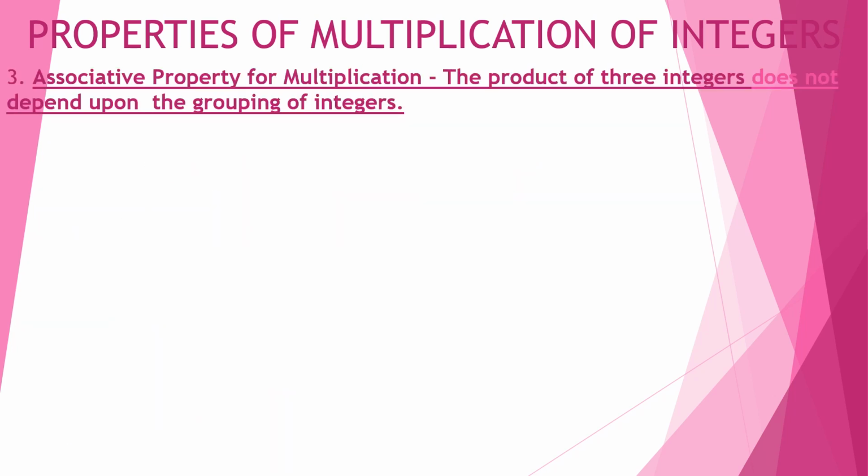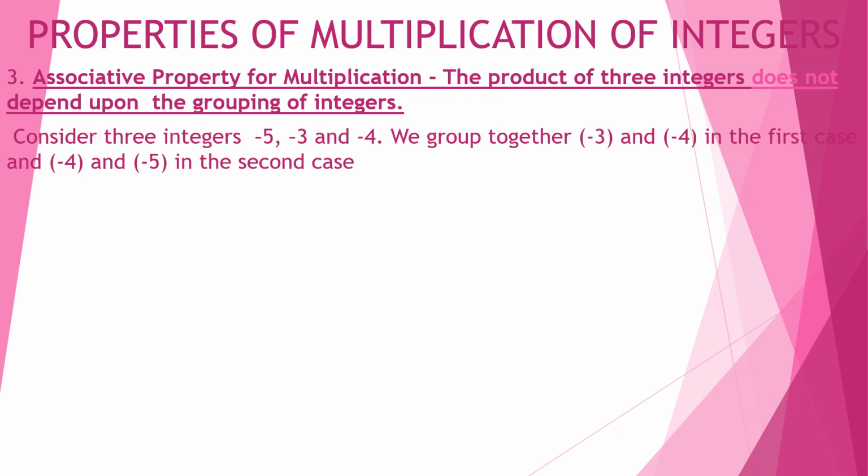Associative property for multiplication. The product of three integers does not depend upon the grouping of integers. Consider three integers minus 5, minus 3 and minus 4. In the first case, we group minus 3 and minus 4 together. Now when I evaluate minus 3 into minus 4, I get plus 12 and minus 5 I write as it is. Now a positive integer multiplied by a negative integer gives me minus 60.